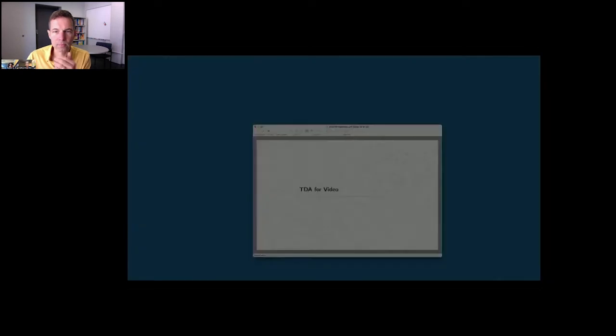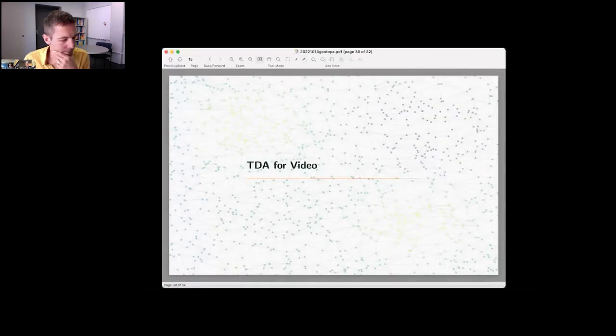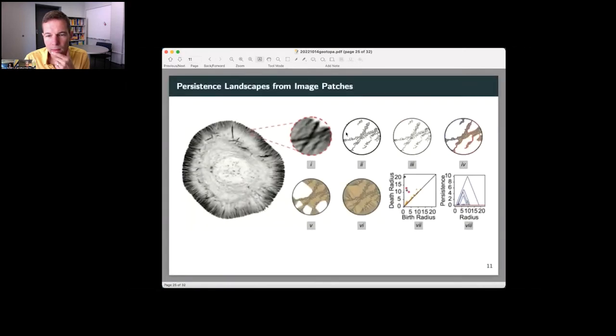So there's a question saying, how do we go from step 1 to step 2 in the first example where we got a collection of points from the image patch?